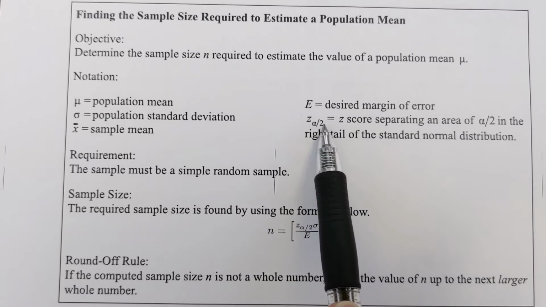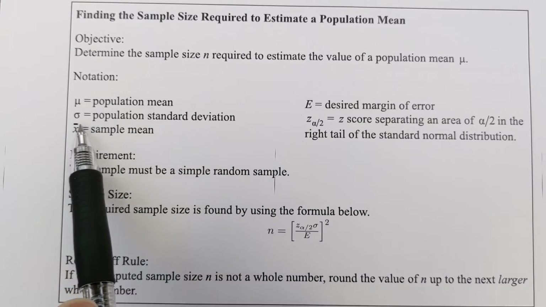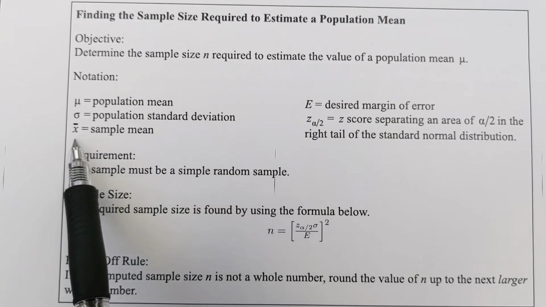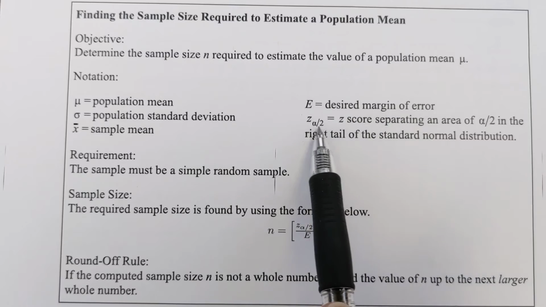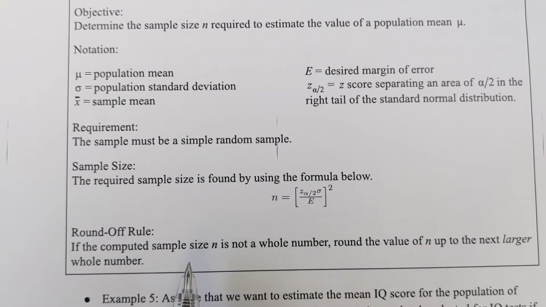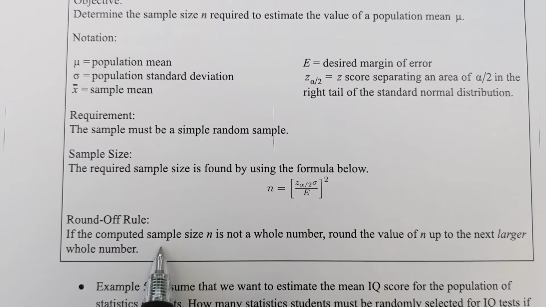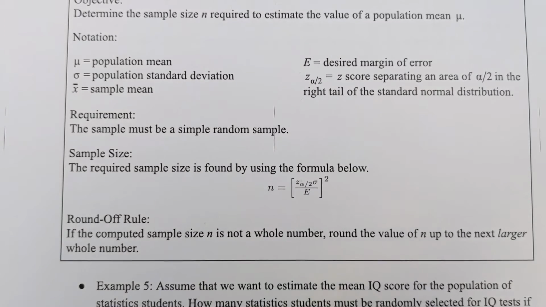So once again, we have our alpha over 2 value here. Some definitions: mu is the population mean, sigma is the population standard deviation, x bar is the sample mean, so the average of our group, E is our margin of error, and z alpha over 2 is our confidence interval. So the round off rule, be careful here, is you always round up. So even if it's 0.00001, it rounds up to the next number, because you have to have at least the number calculated. So always round up.